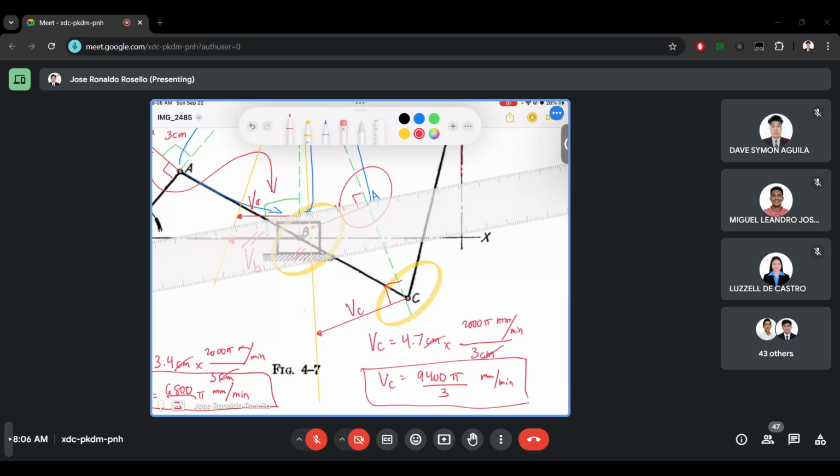Okay? So again, on the exam, I keep saying, we will use whole numbers only in the velocity analysis, and we will multiply with pi, and we will divide by the denominator to determine the velocities.